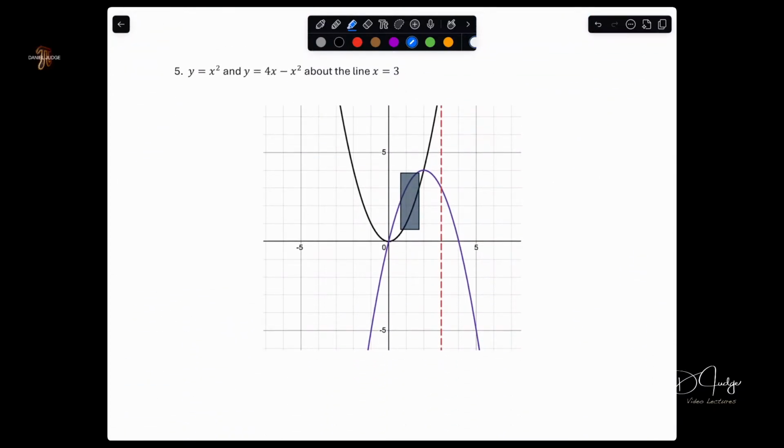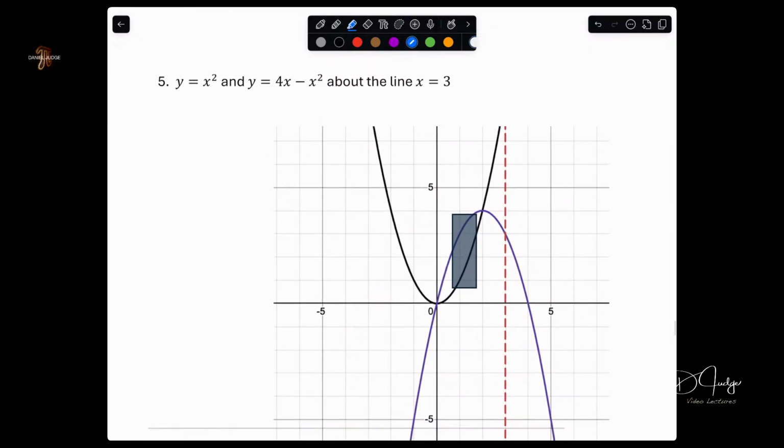Number 5. What are we doing here now? Let's see if we can make some sense with this. All right, we got a bounded region now. Looks like we have that parabola, which is black, y is x squared, and then we have another parabola, which is purple. So these are the two curves there that we see.